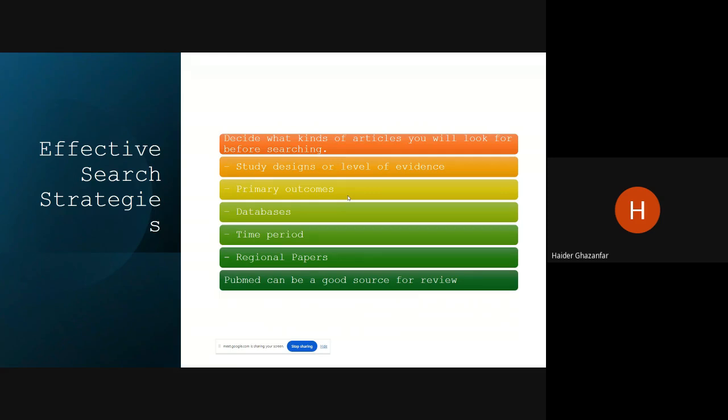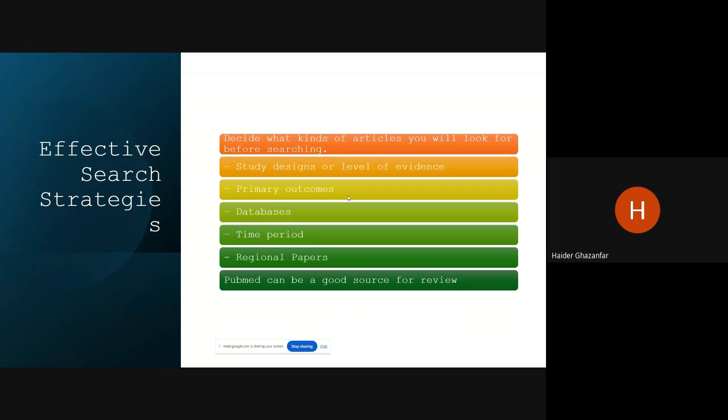So once you have the topic in mind, the second thing is to have an effective search strategy to figure out how you're going to extract the articles from PubMed. You want to decide what kind of articles you're searching. For example, if you're going to write a review article comparing whether oral PPI should be used in vent patients in ICU, you want to pick up randomized control trials.